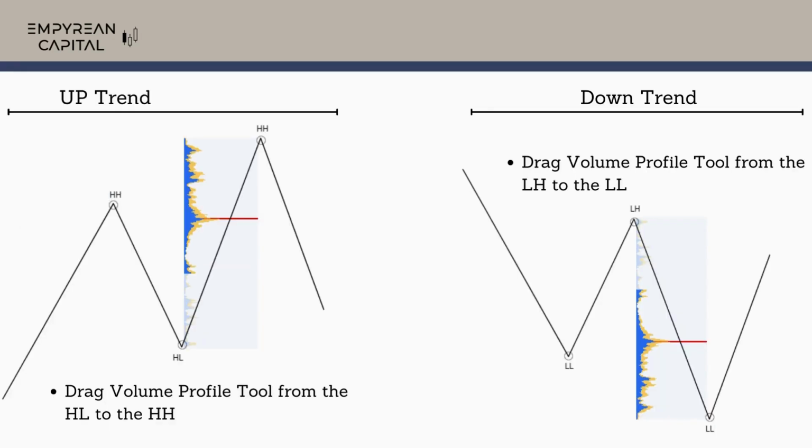Now, how do we use the volume profile tool? In an uptrend, we drag the volume profile tool from our higher low to our higher high. This gives us our discounted pricing zone, which is the zone at the POC and below.